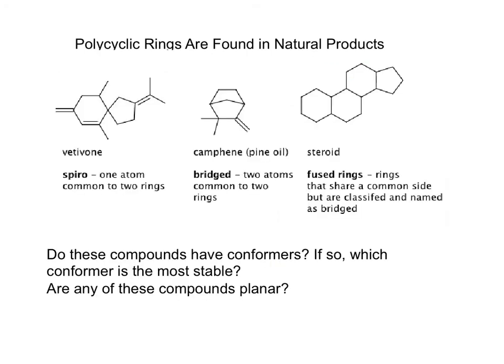Many compounds contain 2 or more rings. These are polycyclic rings. These polycyclic rings are classified as either spiro, bridged, or fused rings. These 3 compounds have conformers. The most stable conformer is going to be the chair, and none of these compounds are planar.